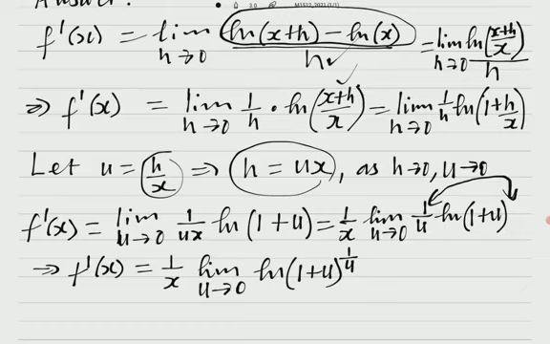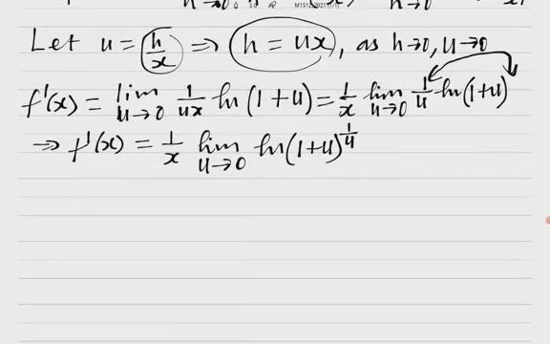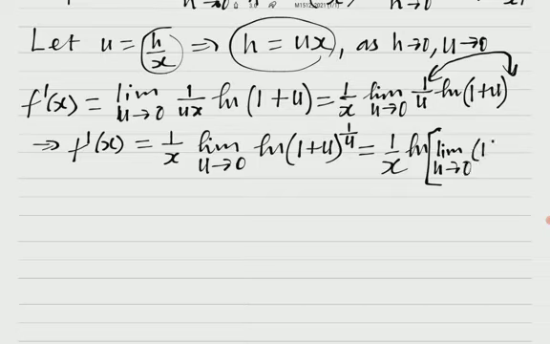I think now you see where we are going. And you also see now why we had that result which we said you should know. And remember, you can pass the limit into the function. You know the rules of limit now. So you have 1 over x, then we have ln of the limit as u goes to 0 of 1 plus u raised to 1 over u. So you have passed the limit now into the ln.